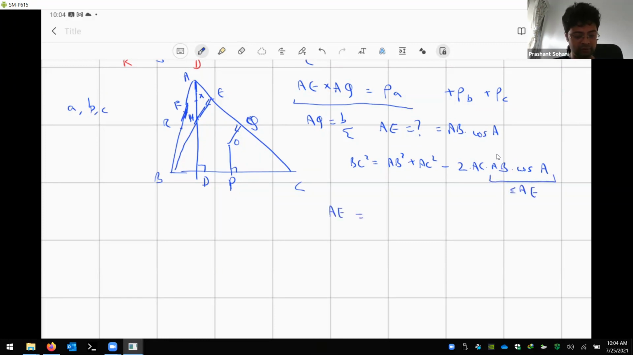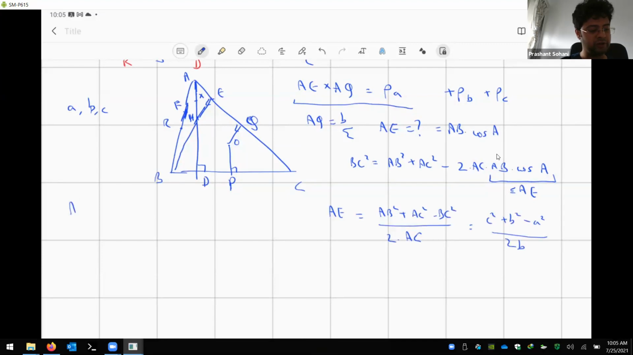So what will AE be equal to? AB square plus AC square minus BC square upon 2 times AC. If I put it in symbols, c square plus b square minus a square upon 2b. Okay, in general, this is useful to know and memorize also, because this distance from the foot of the altitude to the vertex you may use lots of times. So what is AQ into AE?